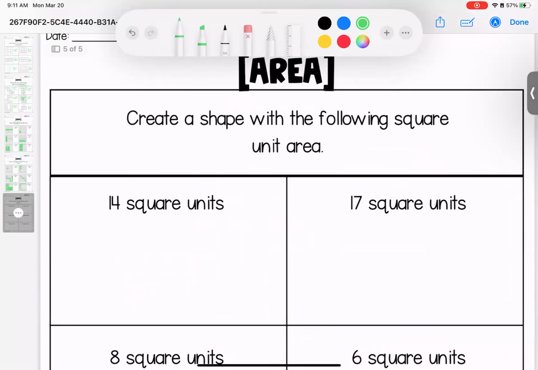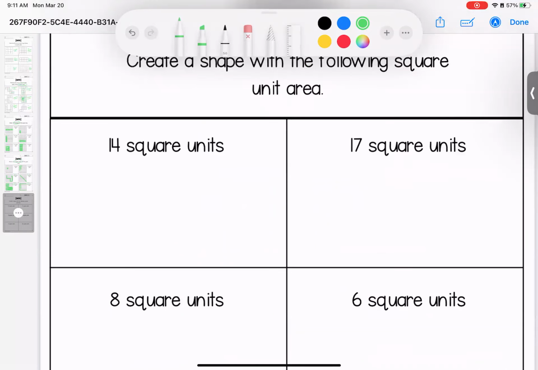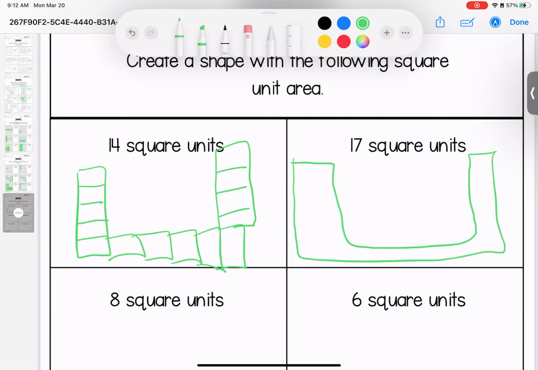All right, Nuggets, last one where you get to create your own shape using the square unit. So we had to draw our own squares this time. So I'm going to start with 1, 2, 3, 4, 5, 6, 7, 8, 9, 10. And then I'm going to do up 11, 12, 13, 14. There we go.